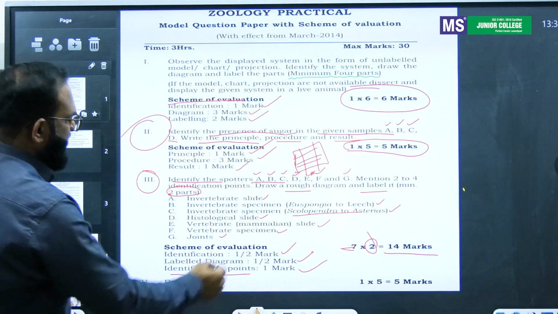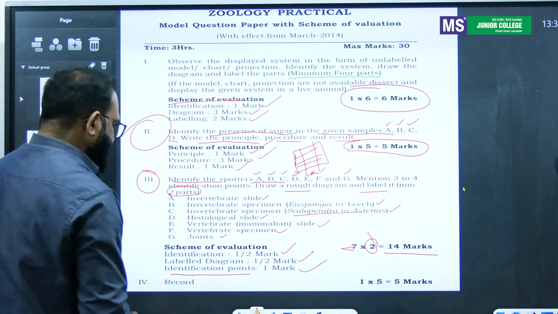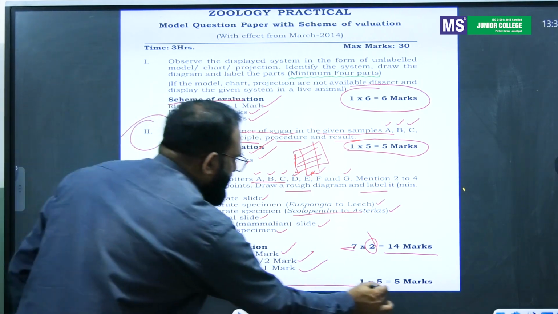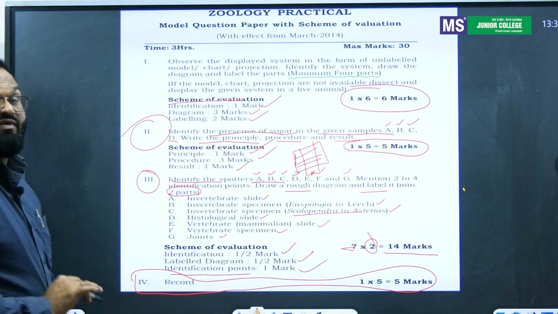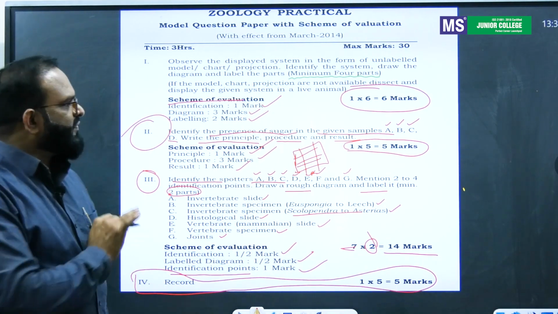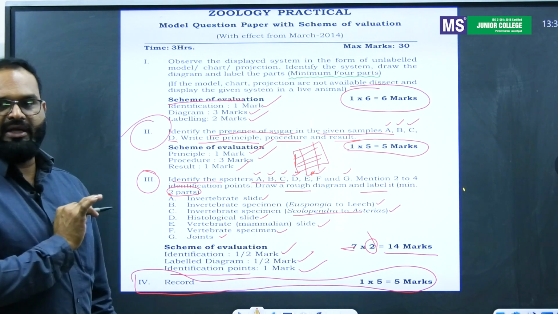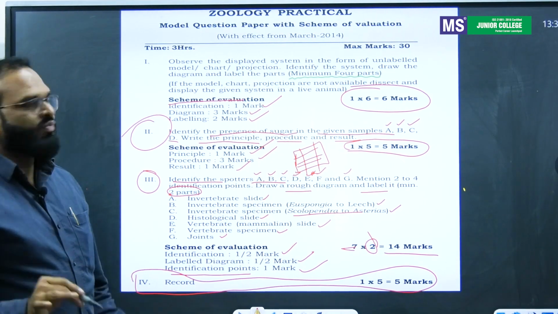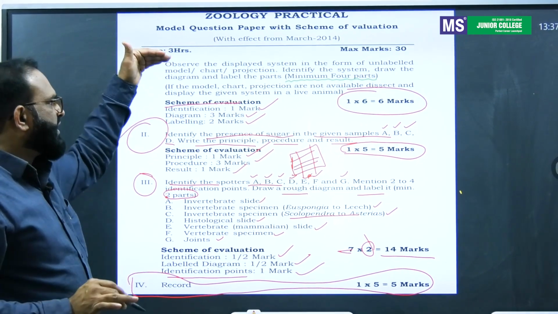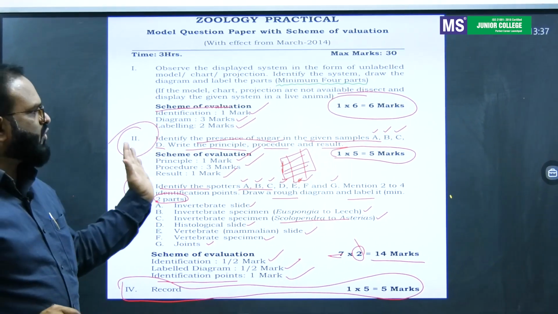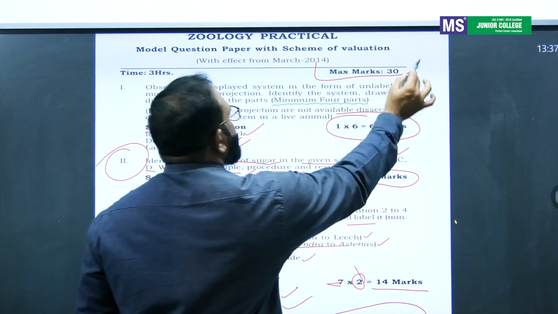So once you complete this, your practicals are completed, and for your record, 5 marks will be awarded by the examiner. So by following all these tips and techniques, what I have told you about the scheme of evaluation and the questions, you can score a maximum of 30 marks.